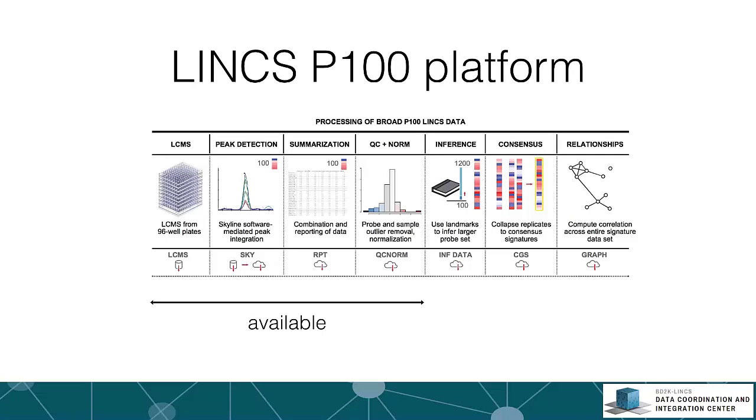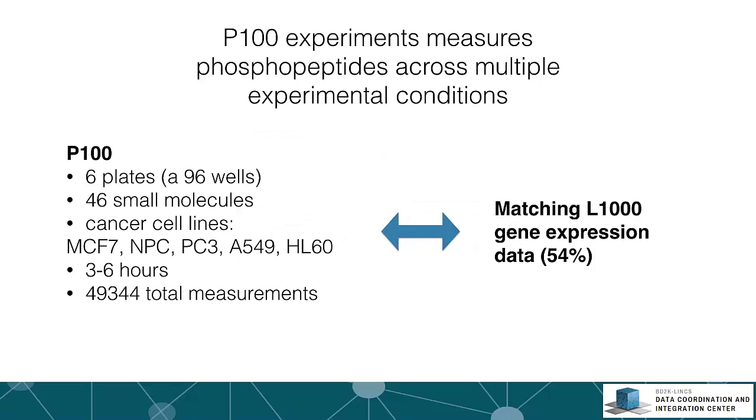The P100 is an experimental platform which measures 96 phosphosites using mass spectrometry. The experiments are made in a high-throughput manner, enabling measurements across many different cell lines and small molecule perturbations. Similarly to the L1000 platform, the measurements can be extrapolated to a larger set of about 1200 phosphosites. Currently, there are 6 plates available with 5 cell lines and 46 small molecule perturbations. About half of these experiments can be matched to conditions in the L1000 gene expression dataset.